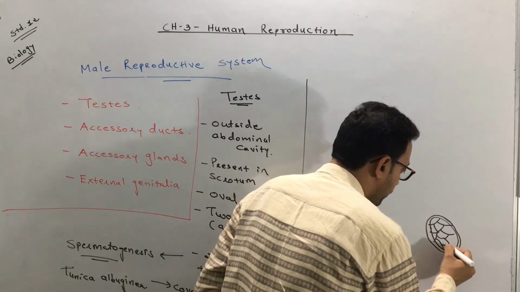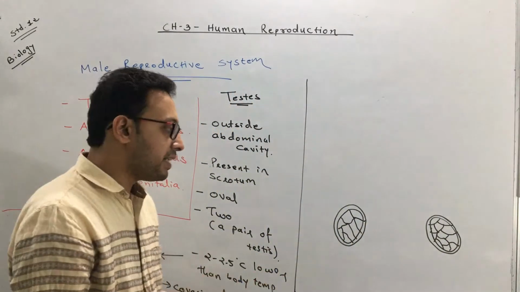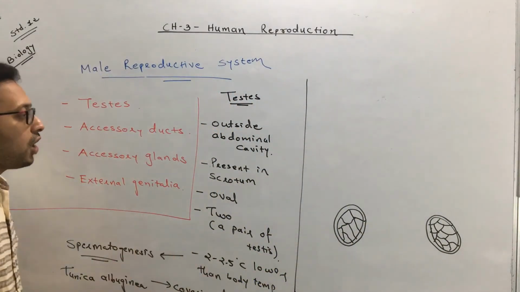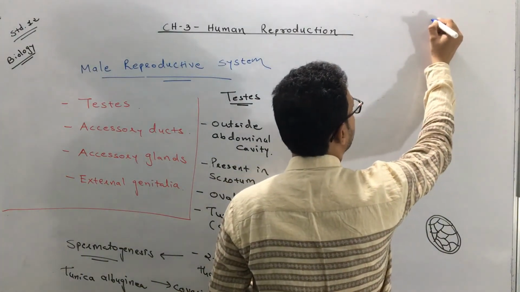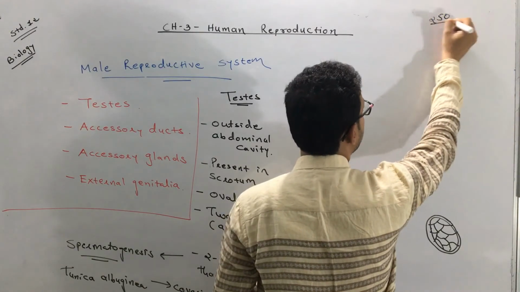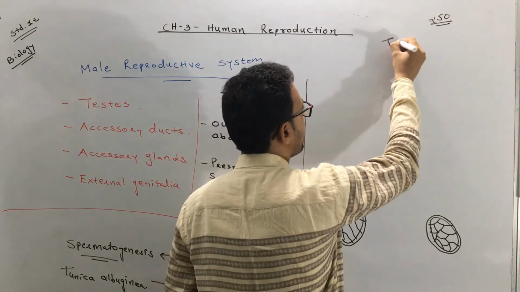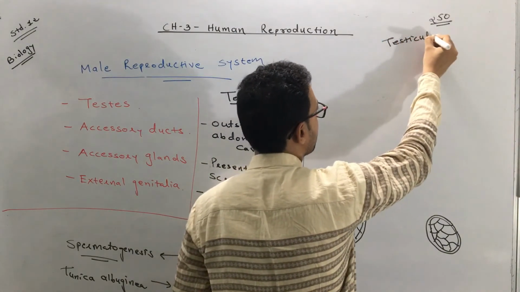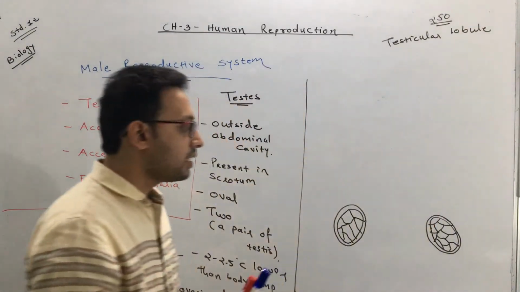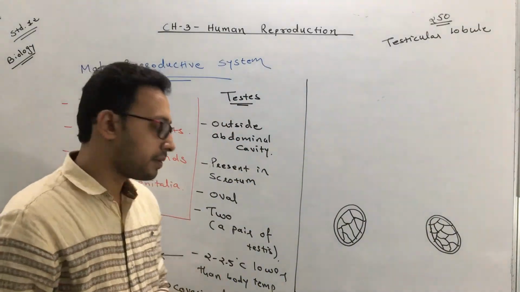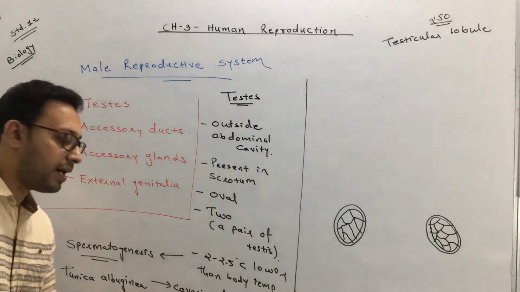Many lobules are going to form like this. I have tried to draw only a few, but I will tell you the exact number of lobules present in it. The number of lobules present in it is 250. How many lobules? 250. And they are called testicular lobules. What are they called? Testicular lobules.